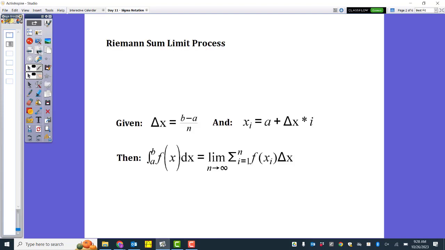This is our information. If you were in class, I'd go over where we got a lot of this information from. But for now, you just need to know that the change in x is b minus a over n. And we know that x sub i is a plus delta x times i. So our integral from a to b is going to be the limit as n goes to infinity, so as the change in x gets closer to 0, of the sum from i equals 1 to n, so the first x value to the infinite number of x values, the y value there times the change in x. That's what this formula represents.